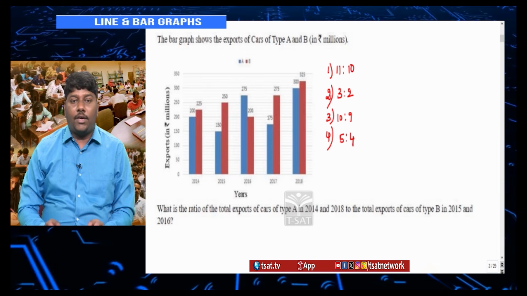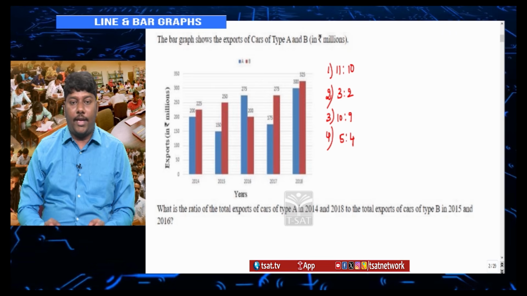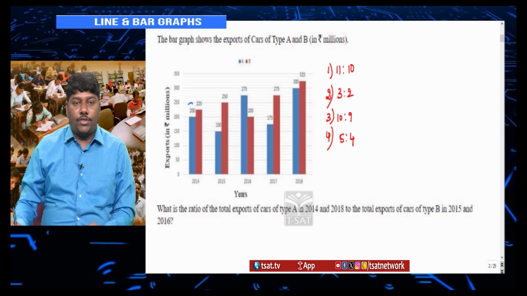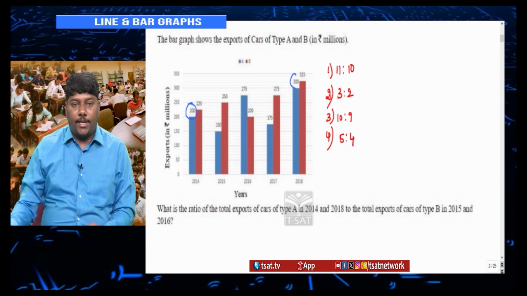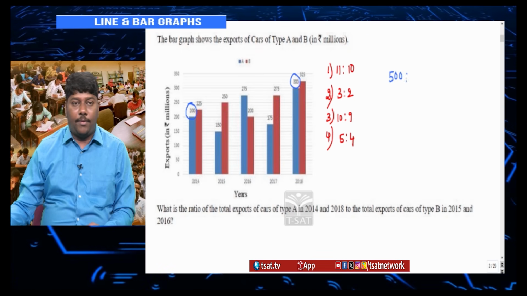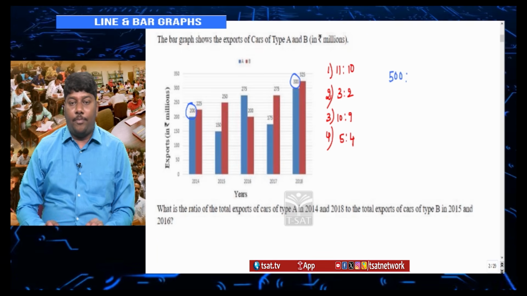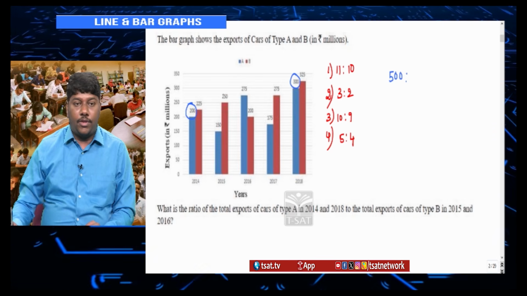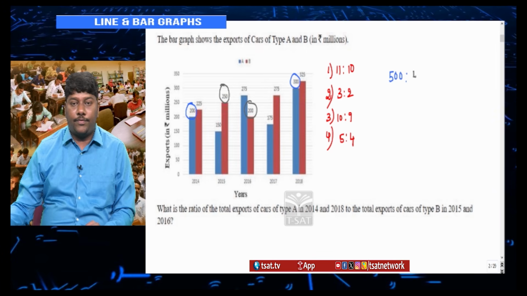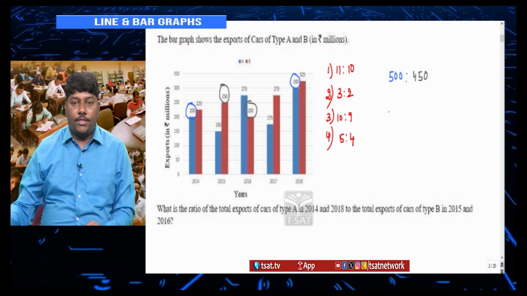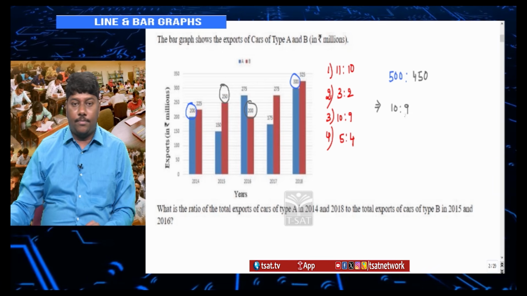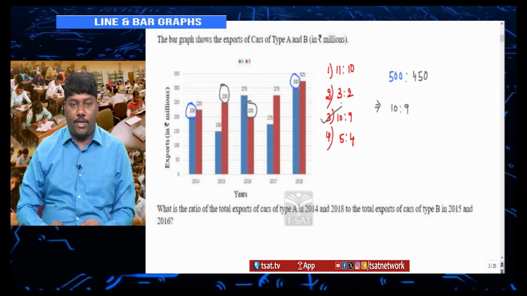The question is, what is the ratio of total exports of car A in 2014 and 2018? In 2014 the data is 200, in 2018 the data is 300, put together it is 500, the blue color one and the maroon color one. Cars of type B in 2015 and 2016: in 2015 it is 250, in 2016 it is 200, therefore put together it is 450. If you cancel the 0 and 0, the 5 table, 5 tens are 50, then 5 nines are 45. So the answer is simply 10:9.